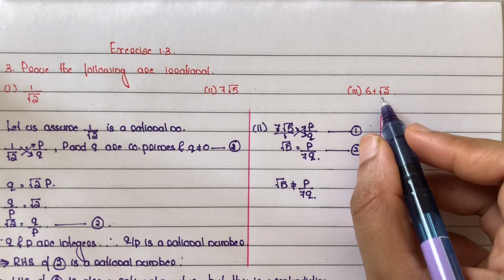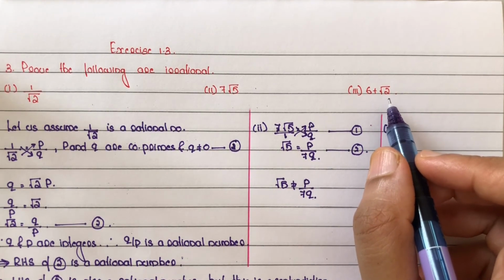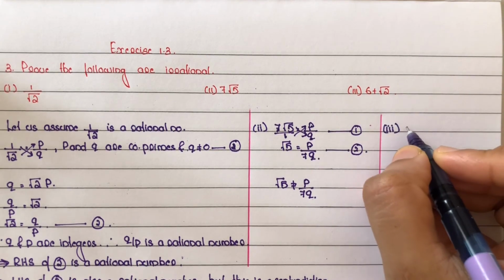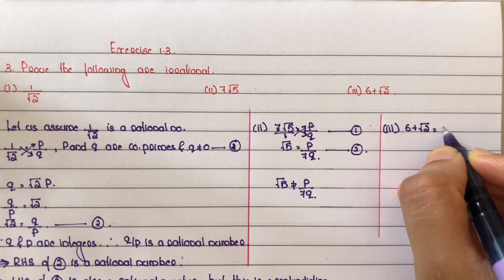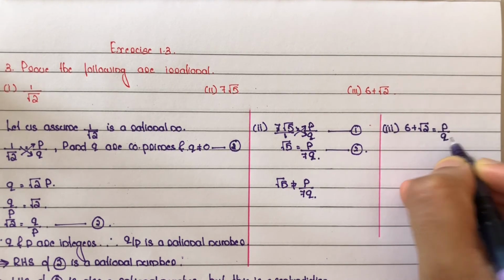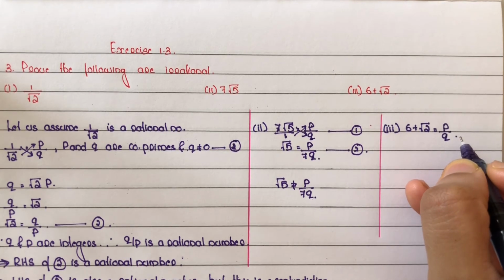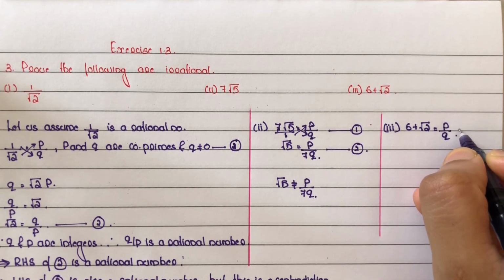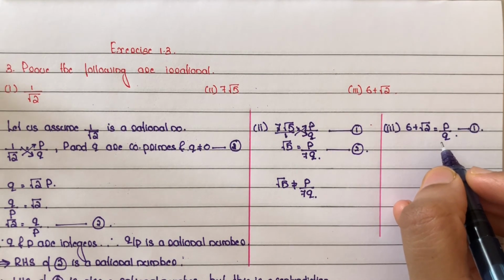In the same way, let us explain the third question: 6+√2 is an irrational number. What do we have to prove? We assume the opposite, that is, 6+√2 is a rational number. If it is a rational number, it is of the form p/q, where p and q are co-primes and the denominator is not equal to 0. Next, mark this as equation number 1. Next, we have to prove that our assumption is wrong.